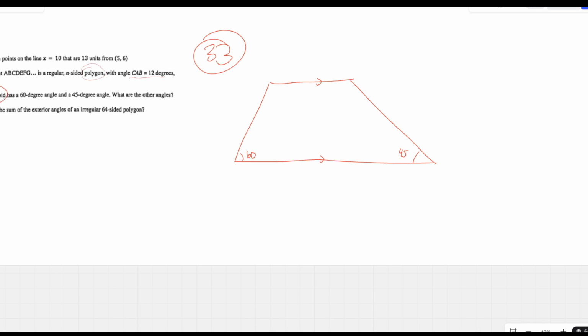33, a trapezoid. Trapezoid definition is it has two parallel sides. And the left side doesn't have to match the right side, which it doesn't in this case. They tell us it's got a 60 degree and a 45. And they're asking for these other two angles.